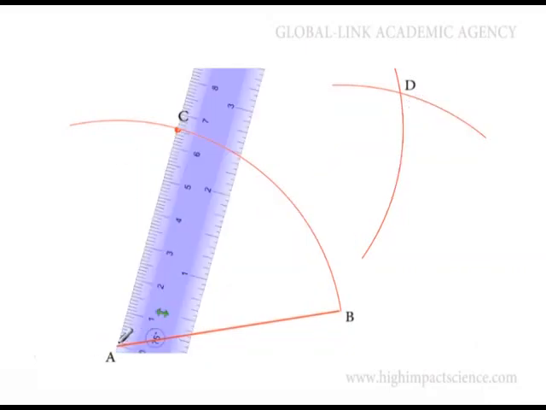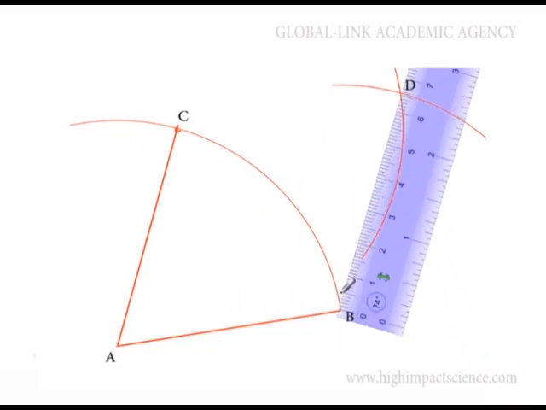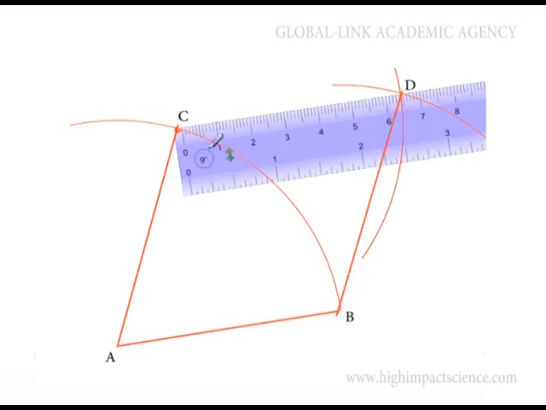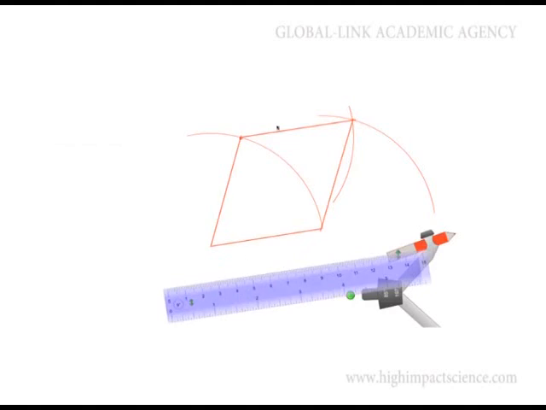Join A to C, then B to D. And finally C to D. And there is your rhombus.